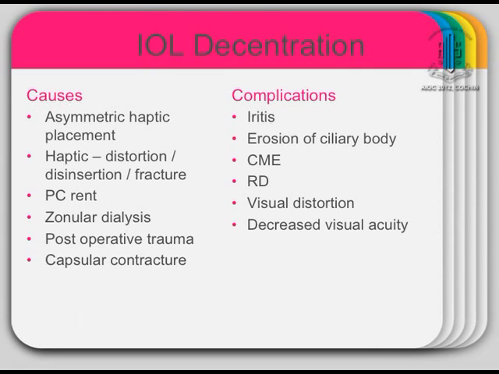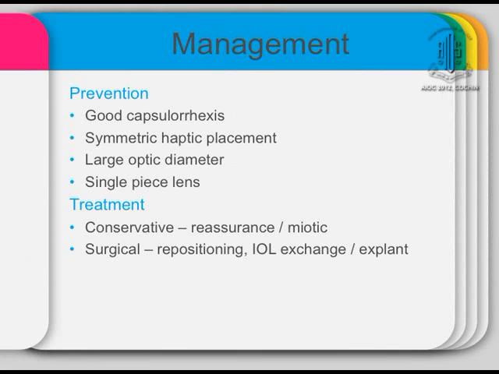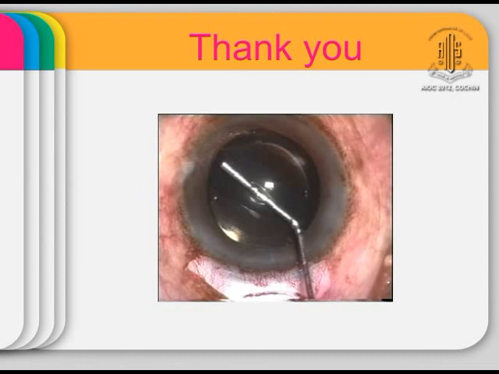IOL decentration. Causes can be asymmetric haptic placement, haptic distortion, dehiscence or fracture, PC rent, zonular dialysis, post-operative trauma or capsular contracture. Prevention is a good rhexis, symmetric haptic placement, large optic diameter and single piece lens. Treatment is conservative, that is reassurance and miotics, and surgical if there is repositioning, IOL exchange or explantation. I just covered the complications which occur during the steps of SICS.